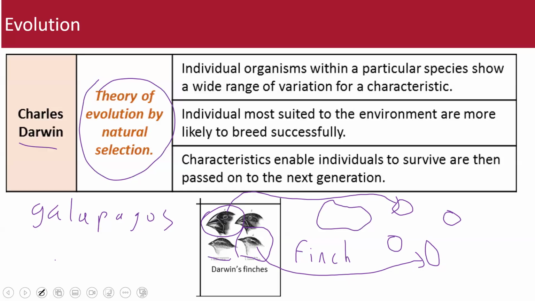So Darwin, his theory of evolution was based on the fact that the most or best adapted animal is the one that survives. Okay, survival of the fittest.